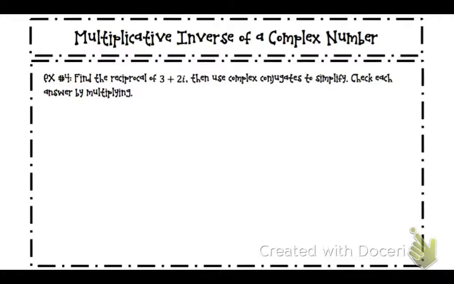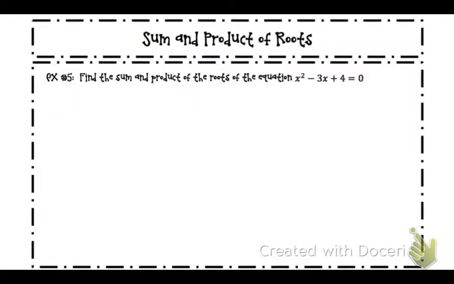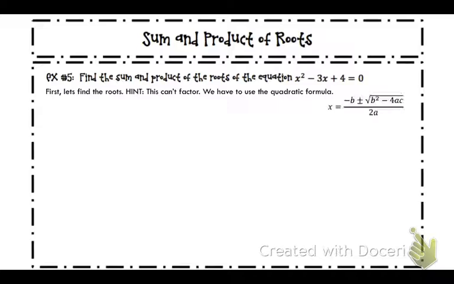Okay, so we have to find the reciprocal, then use complex conjugates to simplify. So we're going to save that one for class. Find the sum and product of the roots. So first let's find the roots. This can't be factored, so we have to use the quadratic formula. So we're just going to plug all that in.